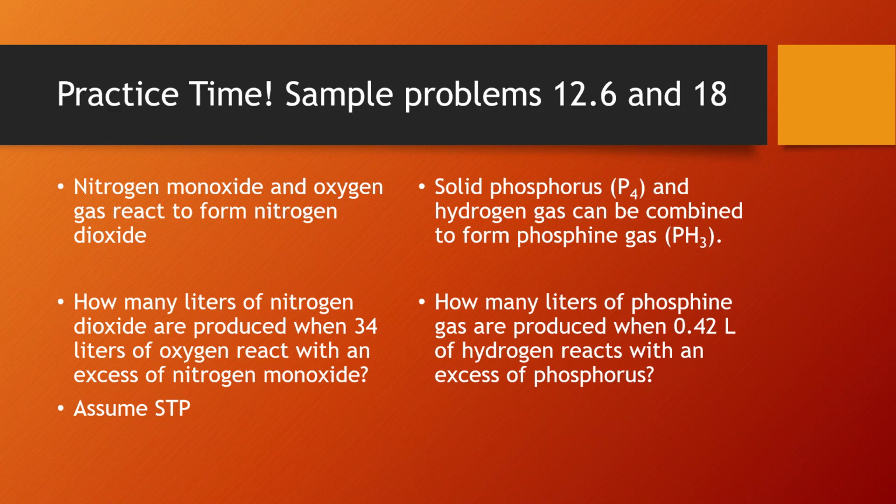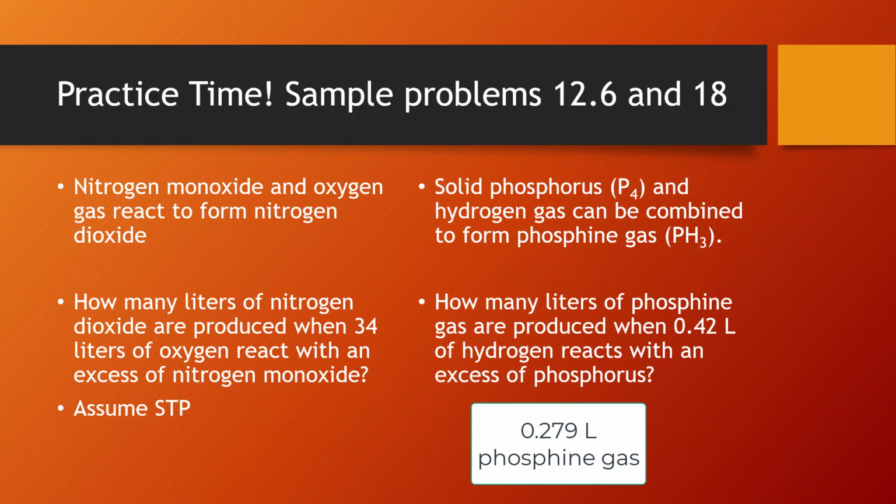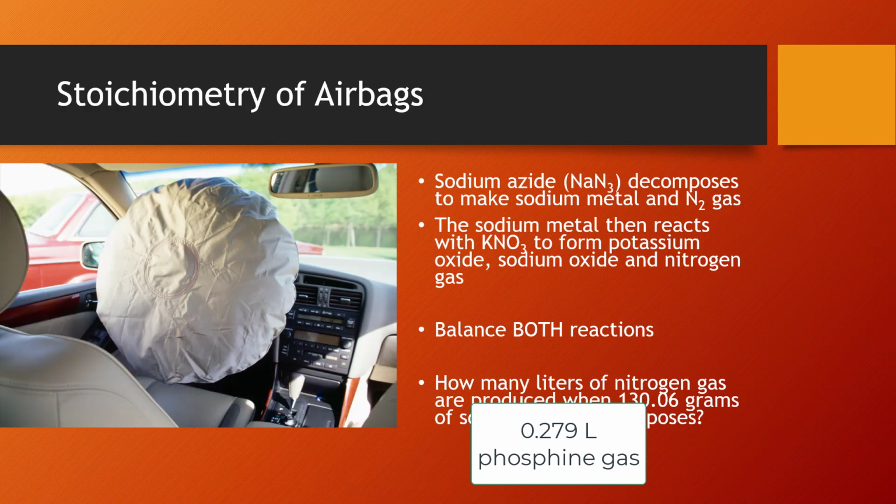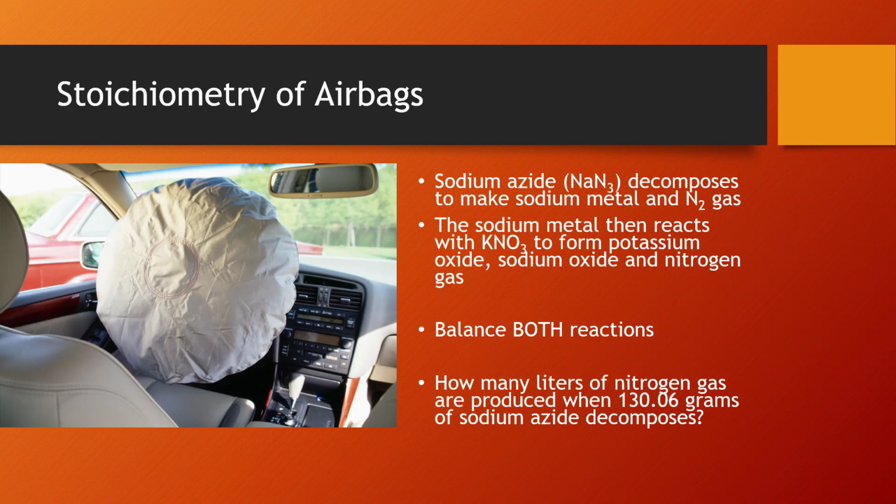And solid phosphorus, P4, and hydrogen gas can be combined to form phosphine gas, your PH3. How many liters of phosphine gas are produced when you have 0.42 liters of hydrogen and an excess amount of phosphorus? And that'd be 0.279 liters of phosphine gas. Now, this is a complex equation that we're going to do in class, and I encourage you, if you really feel like you're doing really well, to try to actually do this stoichiometry equation. Now, I'm not going to write the equation down in here. You got to come to class. I'll give you the answer, and you might have to go back and really figure out what's going on.